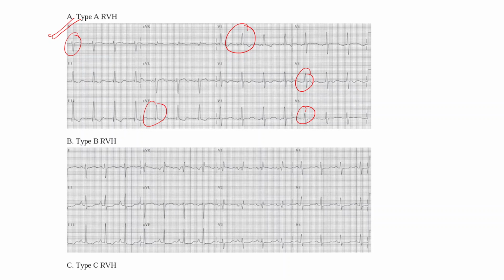Type B, I told you in V1 and V2, you will get R and S both, but R will be more than S. R will be more than S. And then in V5 and V6, you can see the S wave is not prominent, S wave is normally present. Okay.